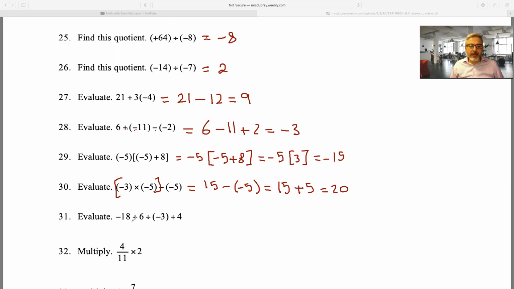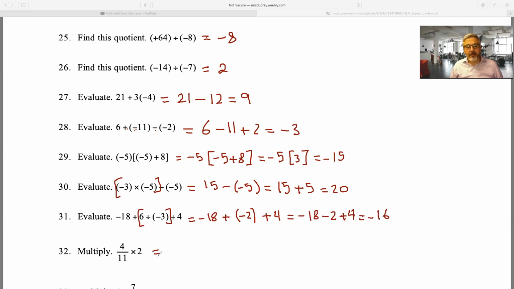Here, -18 plus 6 divided by brackets -3 plus 4. Order of operations tells you to do division first. So you rewrite this again as -18 plus 6 divided by -3 is -2, plus 4. I'm going to rewrite this as -18 minus 2 plus 4. Again, plus and minus, opposite signs, so just change them to -2. -18 minus 2 is -20. -20 plus 4 is -16.